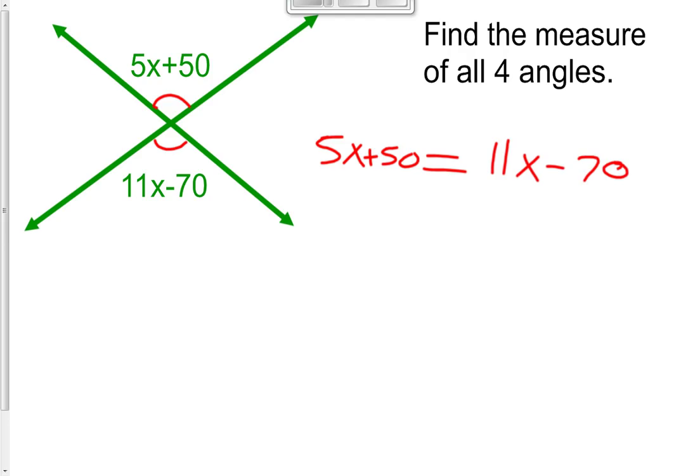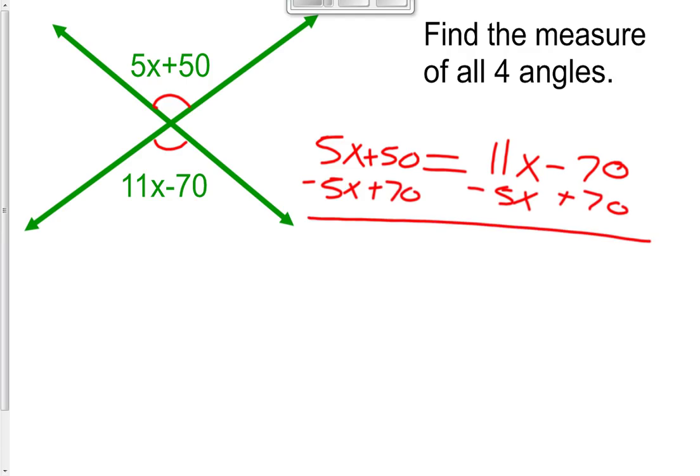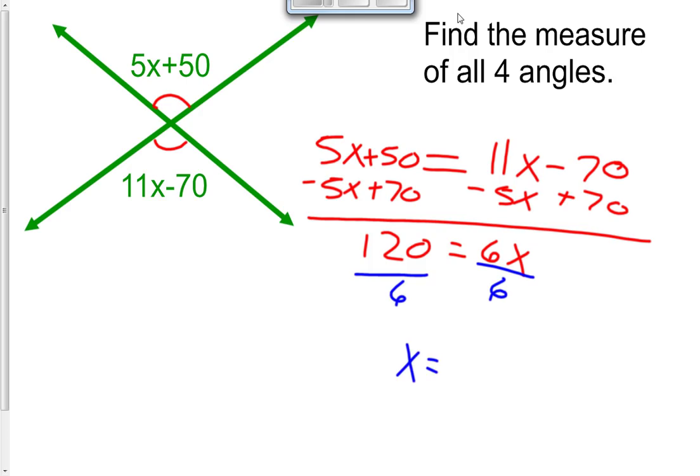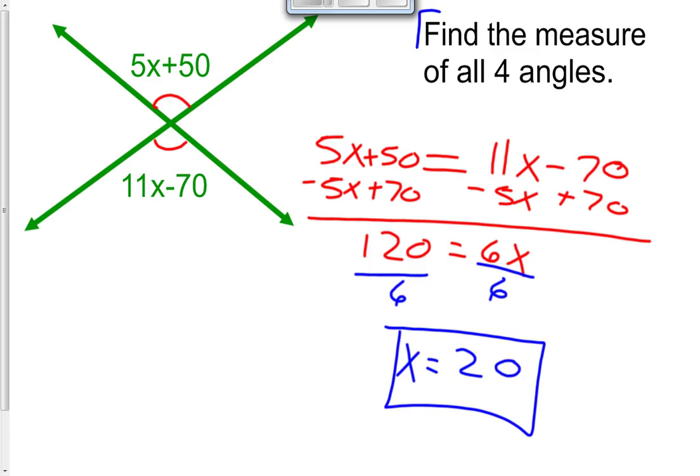Now we're going to use algebra to solve. We'll subtract 5x and add 70. So 120 equals 6x. And now we divide both sides by 6. And we get x to equal 120 divided by 6, which is 20. So this isn't our answer. x equals 20, but our directions say let's find the measure of all four angles.